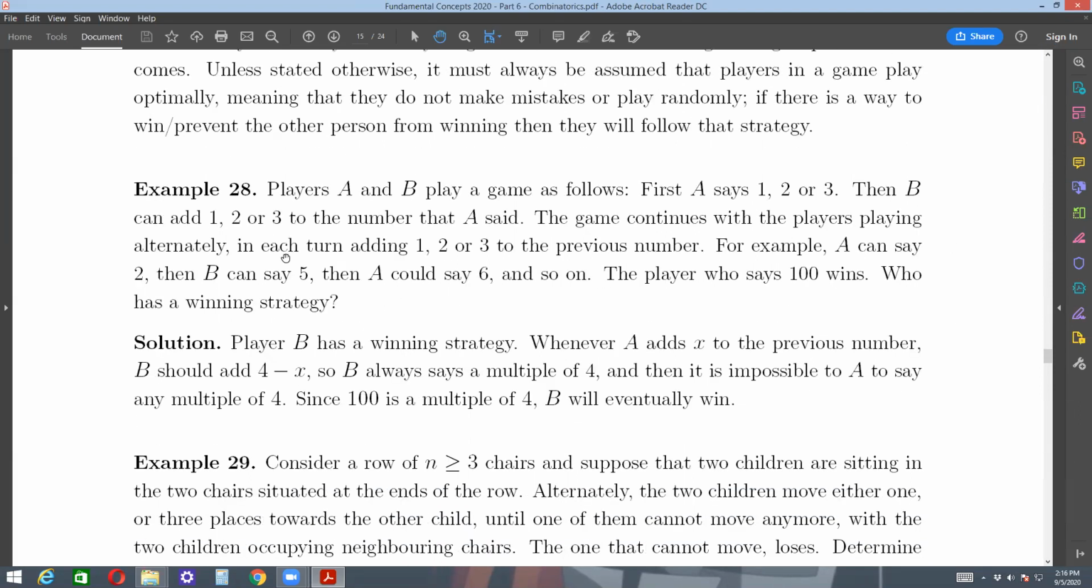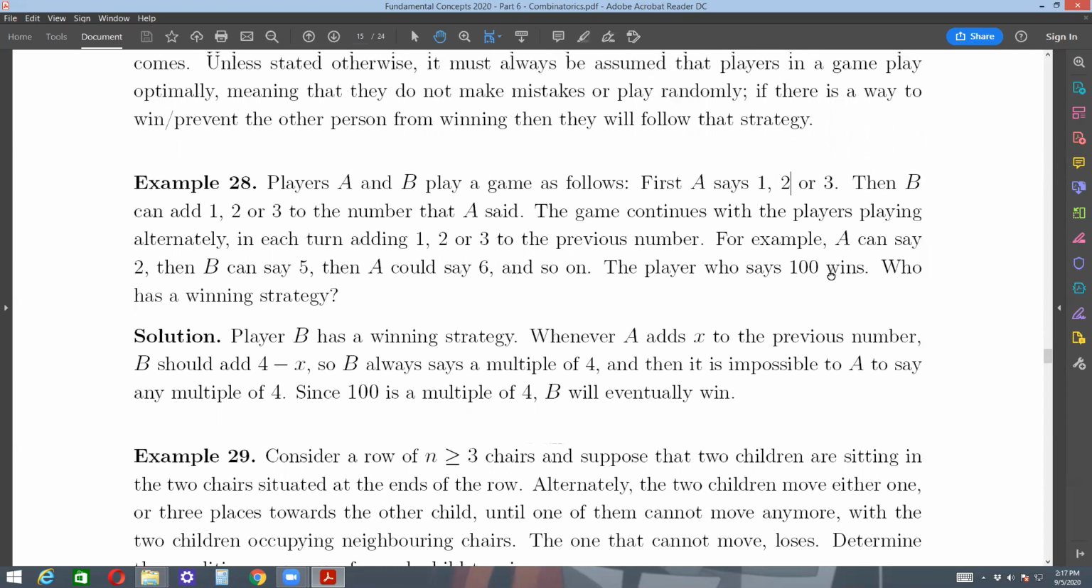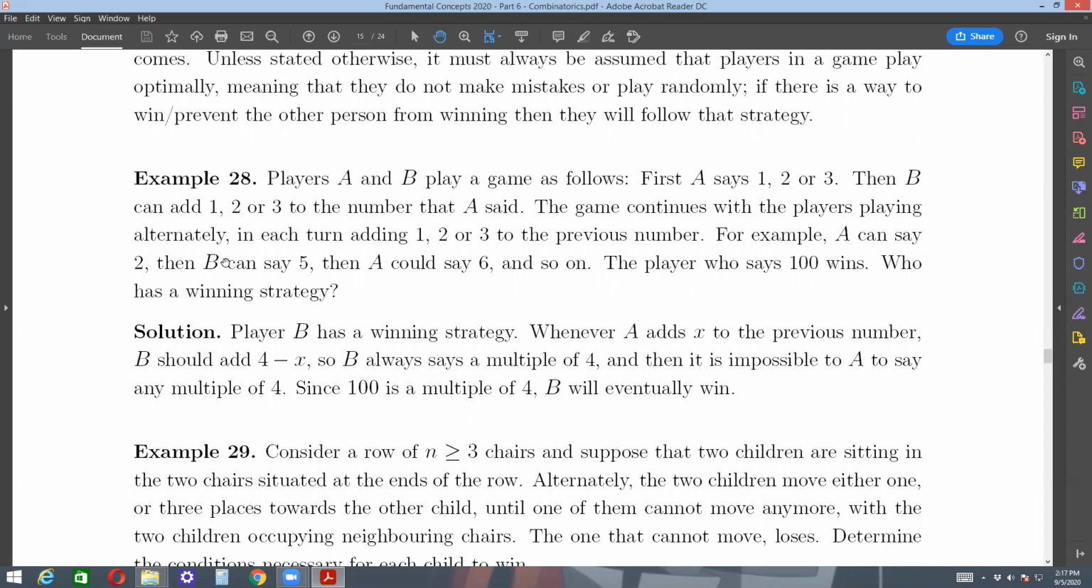Example 28. Players A and B play a game as follows. First, A says either 1, 2, or 3. B can add 1, 2, or 3 to that number. So for example, if A said 2, then B can say 3, 4, or 5. And it keeps going like that, where the other player keeps adding 1, 2, or 3 to the previous number. For example, A says 2, then B says 5, and then A could say 6, 7, or 8 if they wanted to. They keep going, and the player who says 100 wins. Who has a winning strategy?